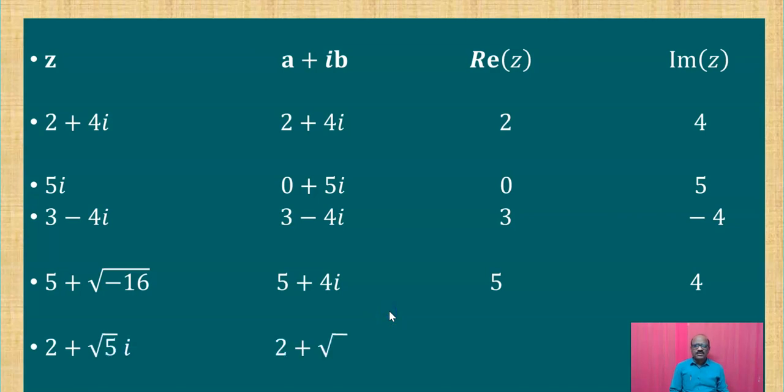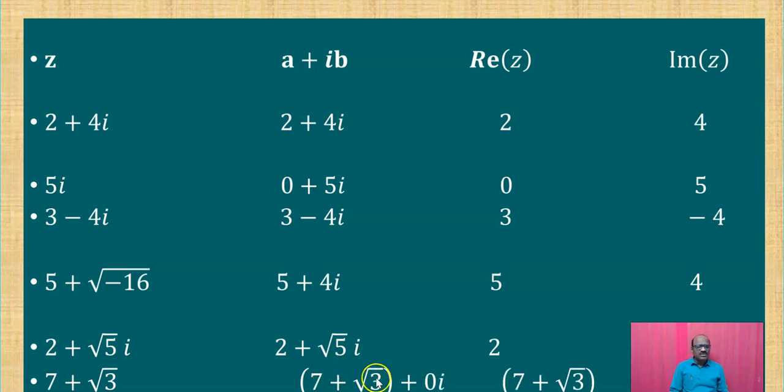Next is 2 plus root 5i. In this case, the real part is 2 and imaginary part is root 5. Then 7 plus root 3: this is the real part, and the imaginary part is 0i. Therefore, the real part is 7 plus root 3 and the imaginary part is 0.